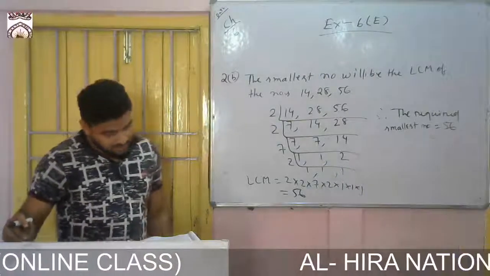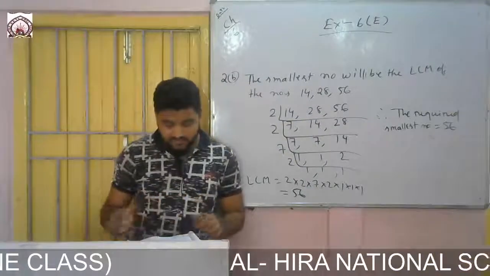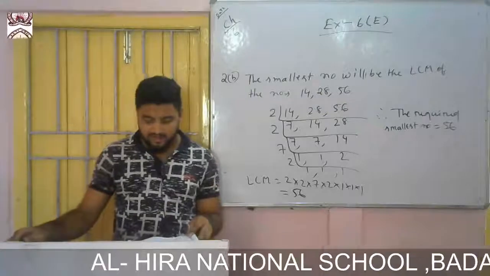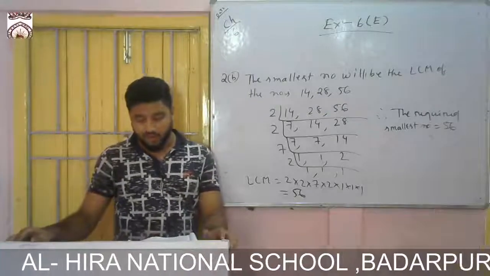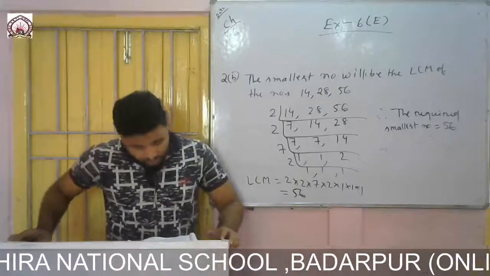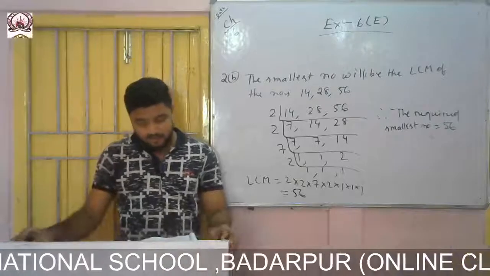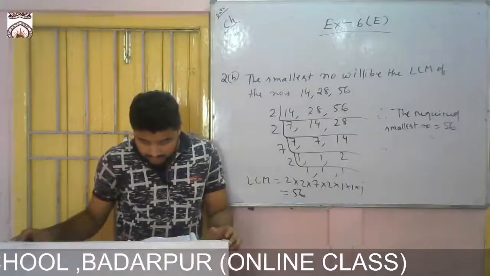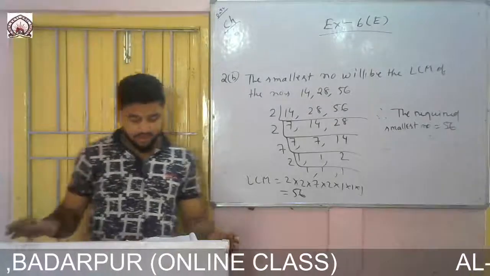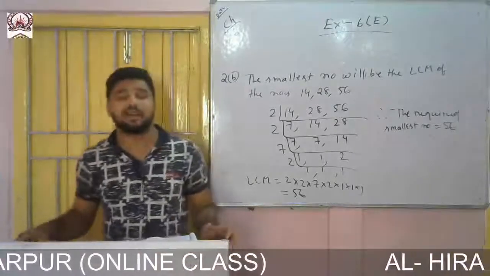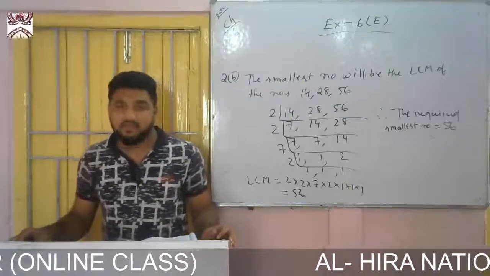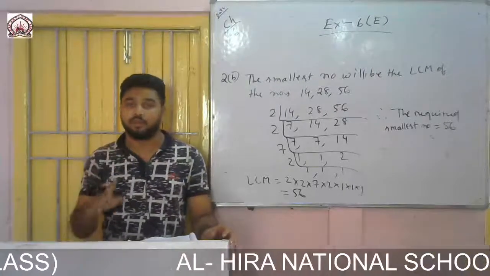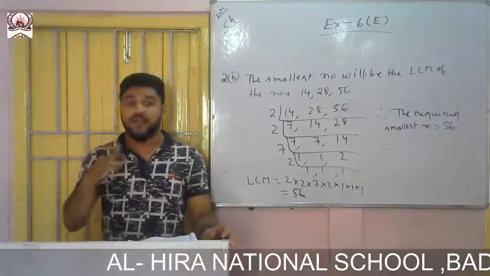Now come to question number 3. Find the smallest number that leaves 5 as a remainder when divided by 36 and 54. When divided by 36 and 54, it gives 5 as a remainder. So first we shall find the LCM of the two numbers. After finding the LCM of the two numbers, I shall add 5 to that, because it leaves 5 as a remainder.